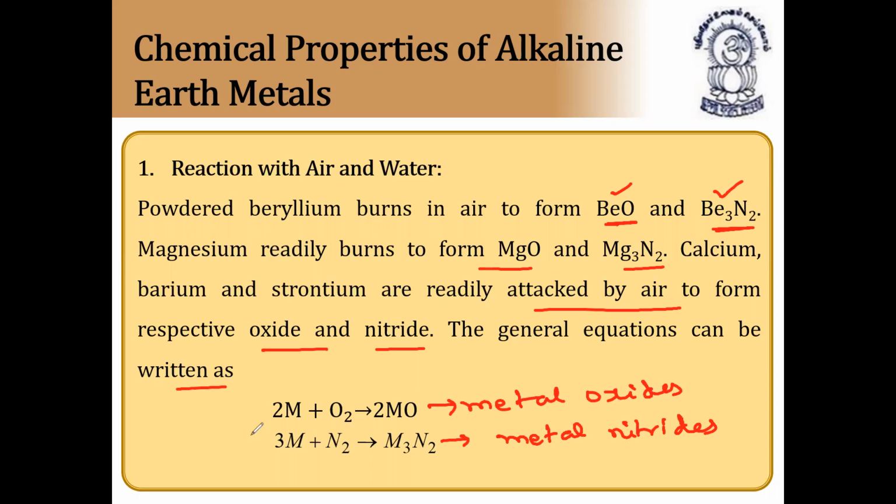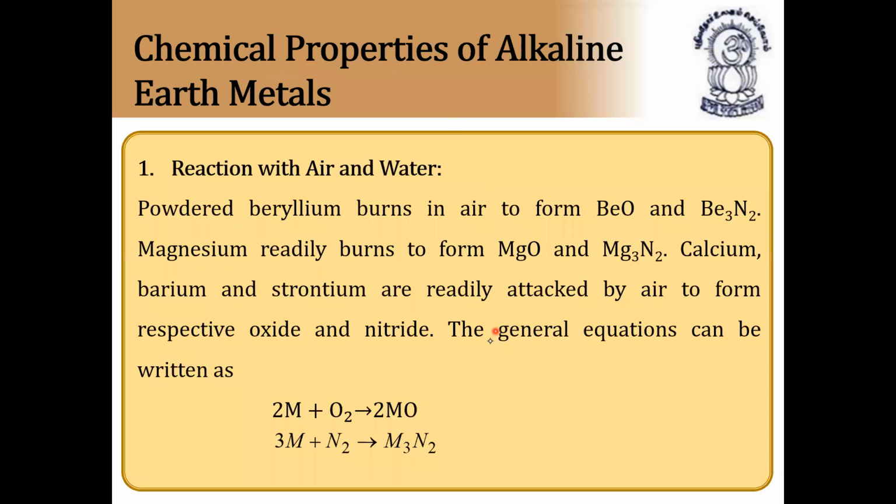So you can write the equations. This is a general form. For example, for magnesium, 2 moles of magnesium combine with oxygen from the air to form magnesium oxide, and also 3 moles of magnesium combine with 1 mole of nitrogen to form Mg3N2, magnesium nitride. Like this we have to take. In place of M, we can keep any alkaline earth metal. So note down these reactions, very, very important.